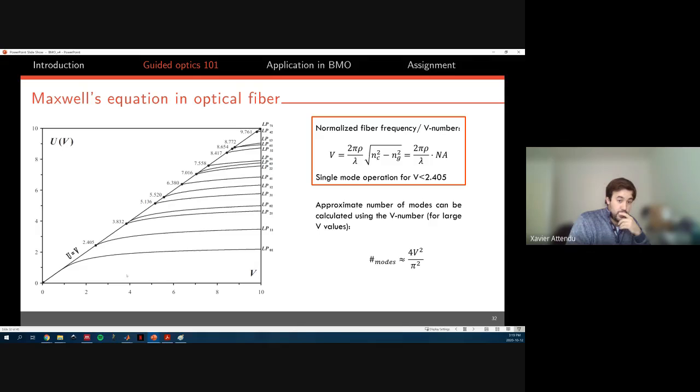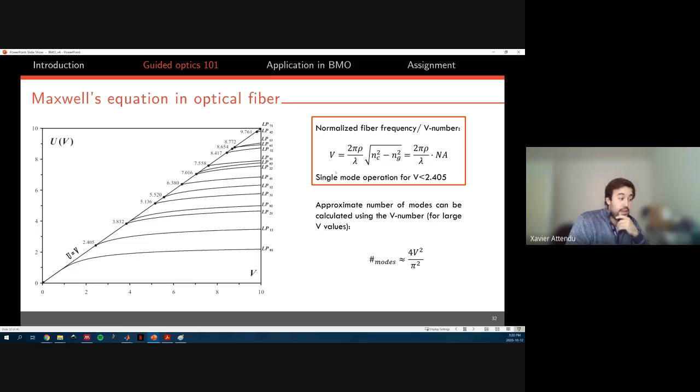And then you consider this curve right here, which is called the UV curve, very original name. And if you look at a specific value of the V number, and you draw a vertical line, the number of lines that it intersects with will tell you how many modes exist in that fiber.